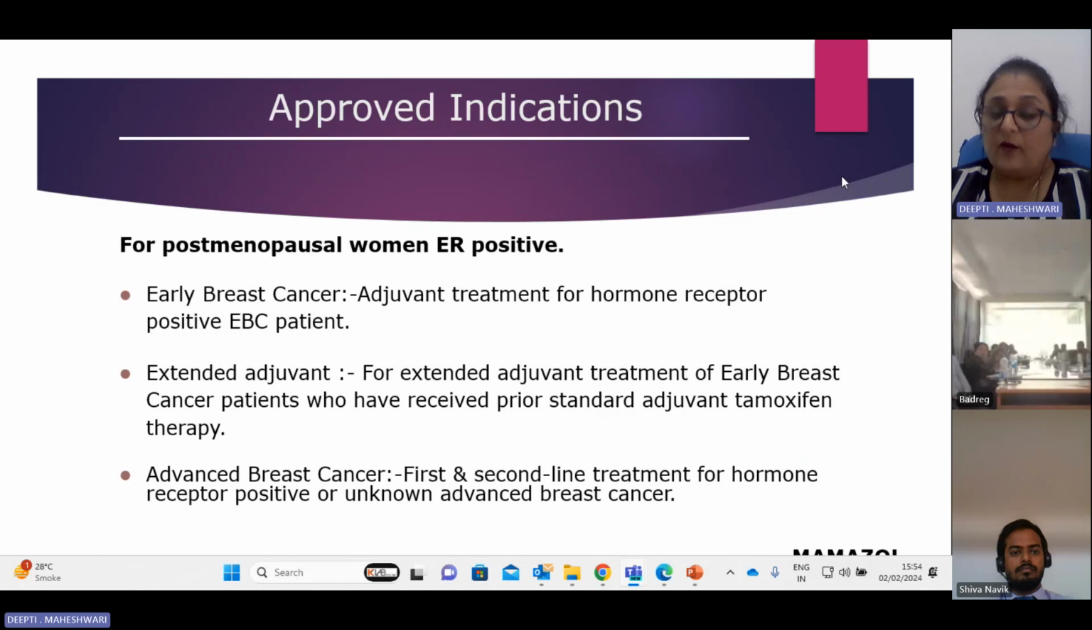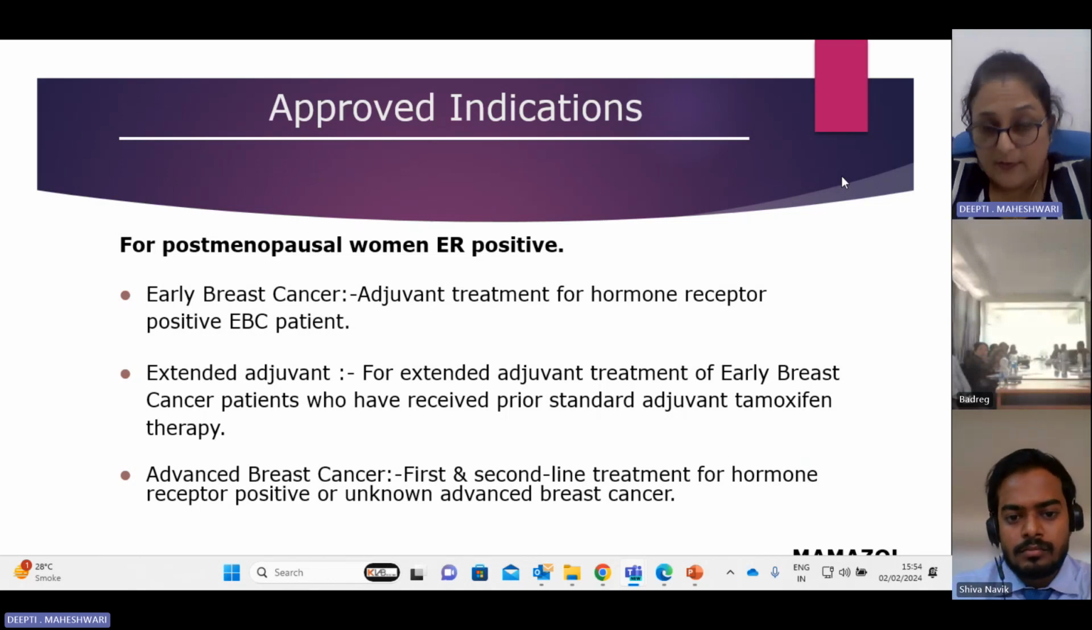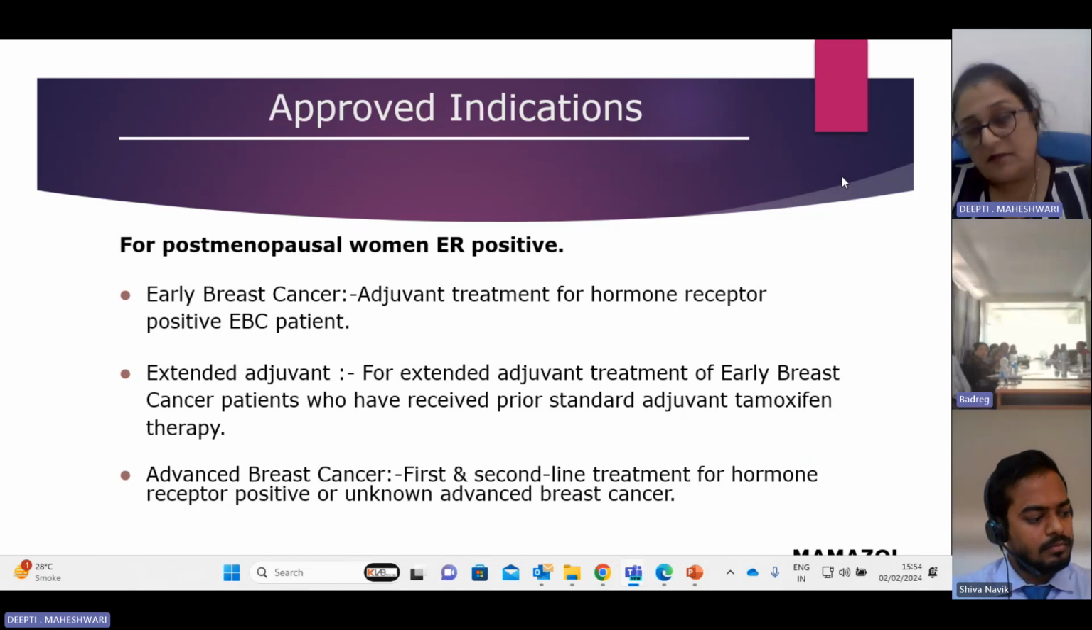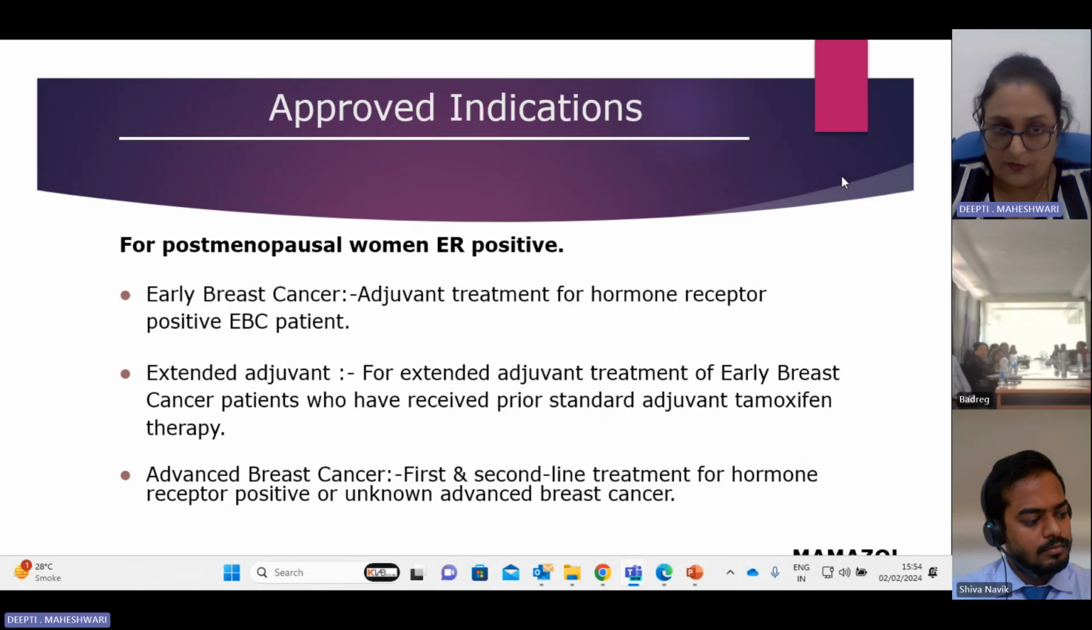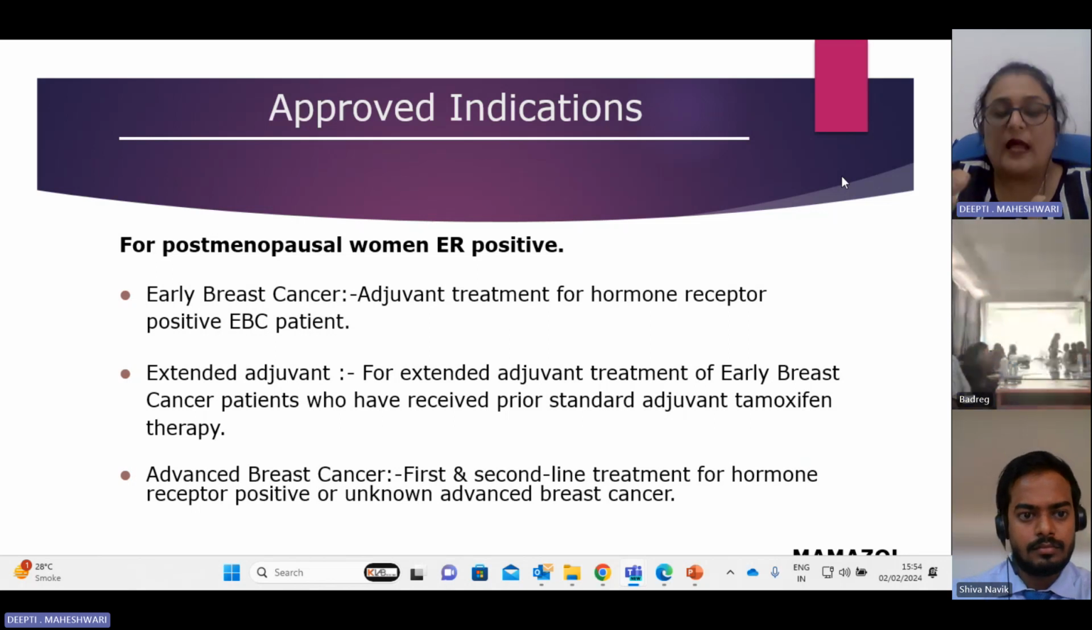But after that, also, if the patient has to continue so that there is no recurrence, there is no relapse, then aromatase inhibitors can be given even after the patient has completed 5 years of therapy with tamoxifen. So that becomes extended adjuvant. Adjuvant, first the patient takes tamoxifen for 5 years. If the disease is progressing and you want that there should be no recurrence, you can switch the patient from tamoxifen to letrozole or anastrozole. So that becomes extended adjuvant.